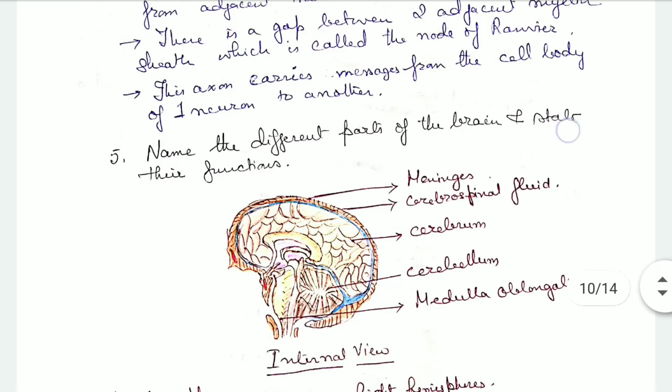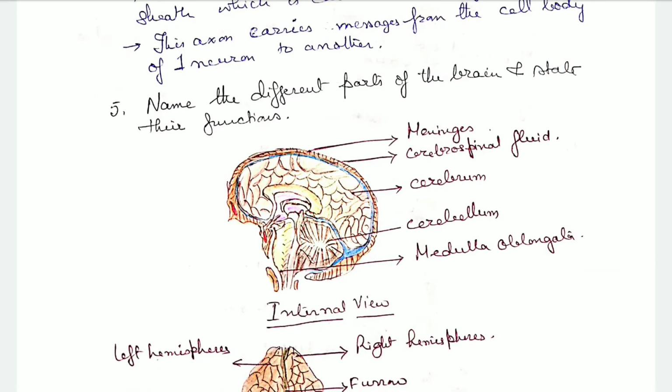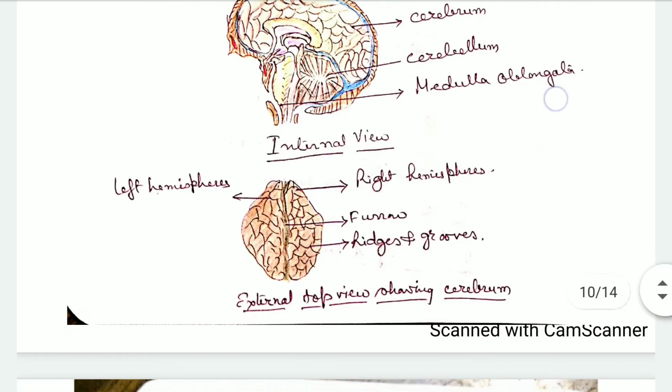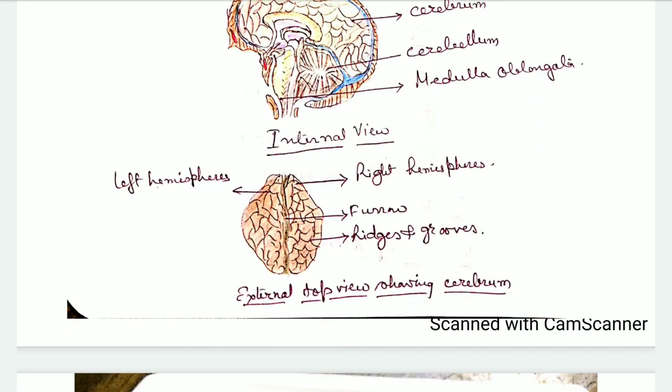So we come to the next question: name the different parts of the brain and state their functions. See, the brain is covered by three-layered meninges. In between the meninges, there is the cerebrospinal fluid. Then comes the cerebrum, the largest part of the brain. Then is the cerebellum, which is egg-shaped. And in front is the medulla oblongata, which continues as the spinal cord. Then this is the internal view.